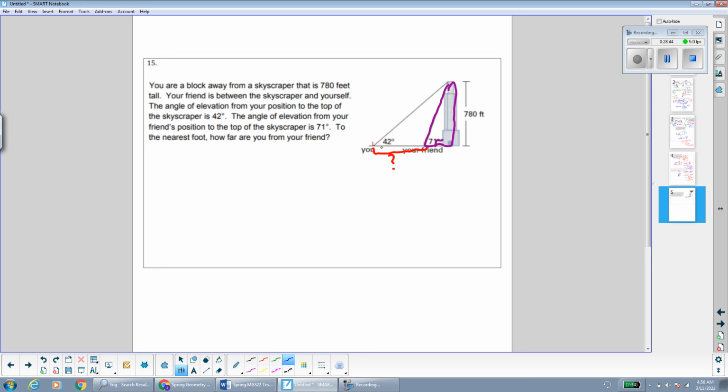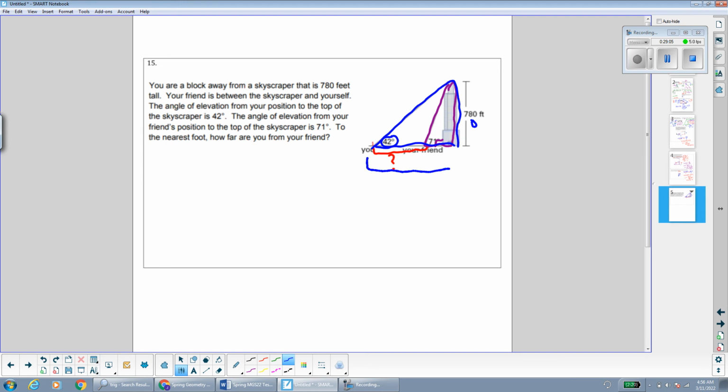No, that's the 90-degree angle. And we also have the big right triangle. So I'm going to start with the big right triangle. In the big right triangle, I have the 42-degree angle, and I know the side opposite from that angle is 780. I need to find information about this side.